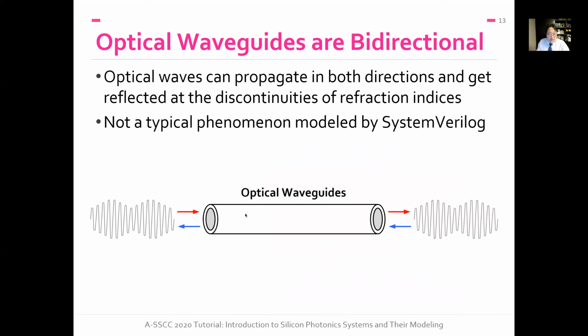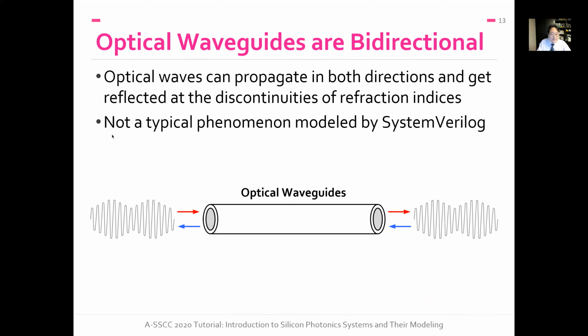So the other challenge that you address is that when these optical signals propagate through a media like a waveguide, they can propagate in both directions, forward and backward. And this is what really happens in real systems. When the wave gets to one end of the waveguide, it may get reflected depending on what's at the end of the waveguide. All of these are not a typical phenomenon modeled by SystemVerilog, which models a system that propagates signal in only one direction.